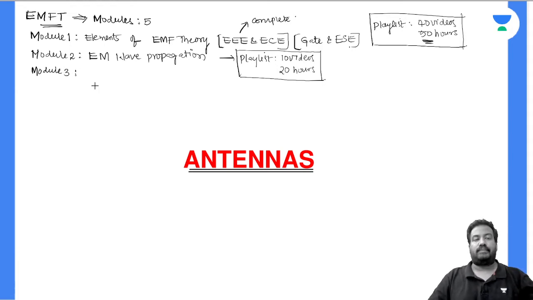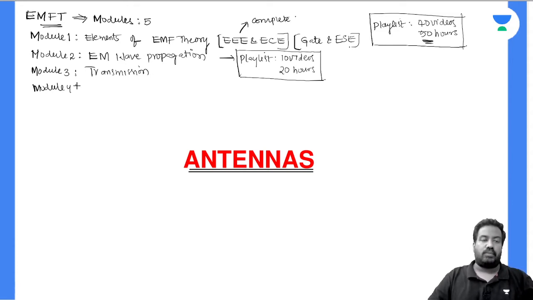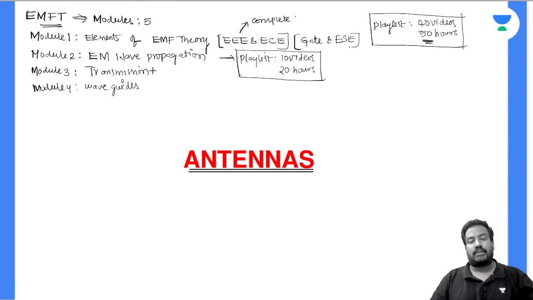Module 3 is transmission lines, which we need to start. Module 4 is about waveguides. Both I'll start in parallel here.